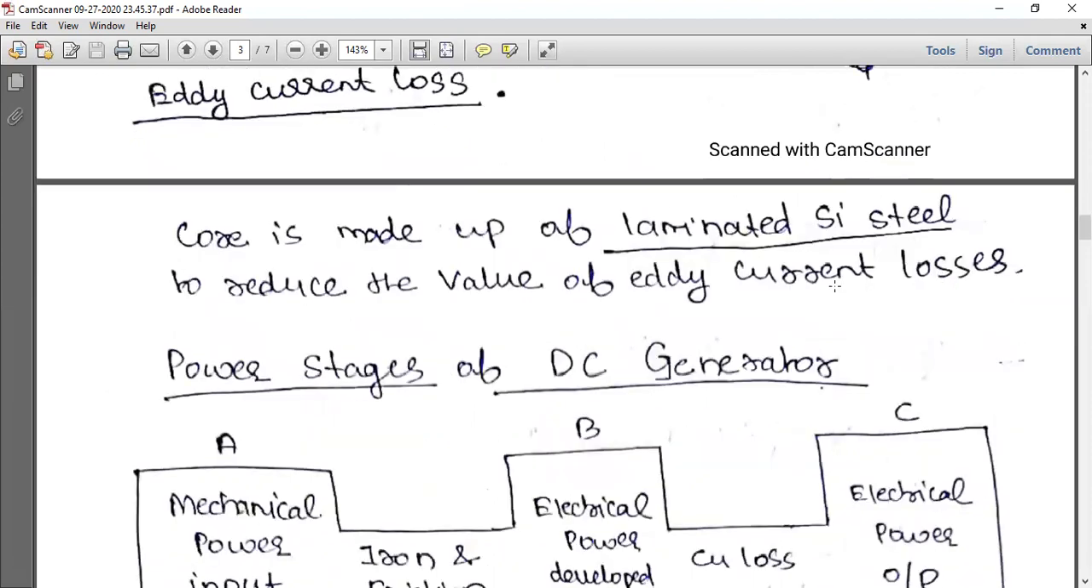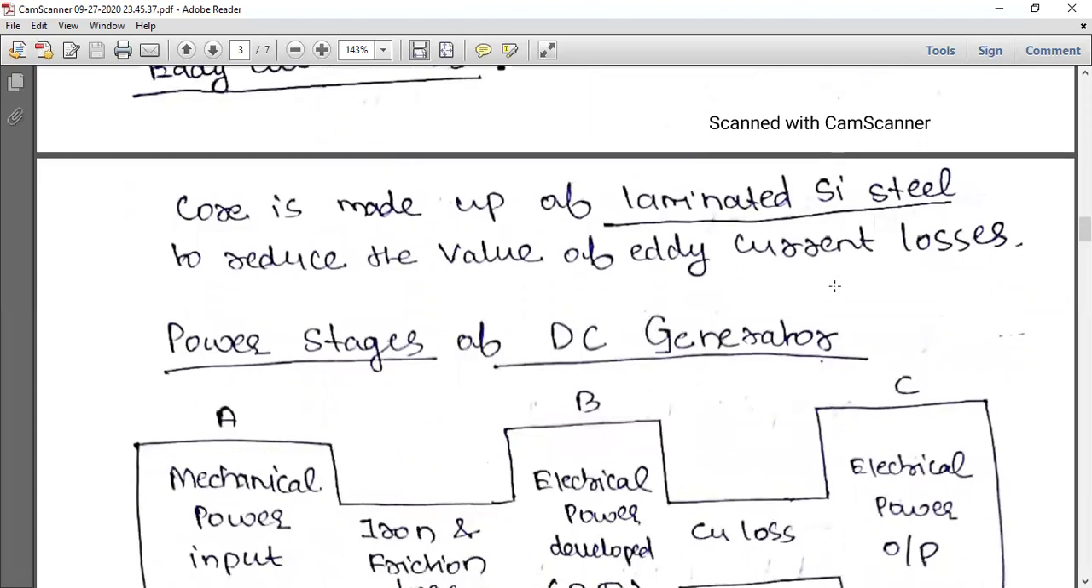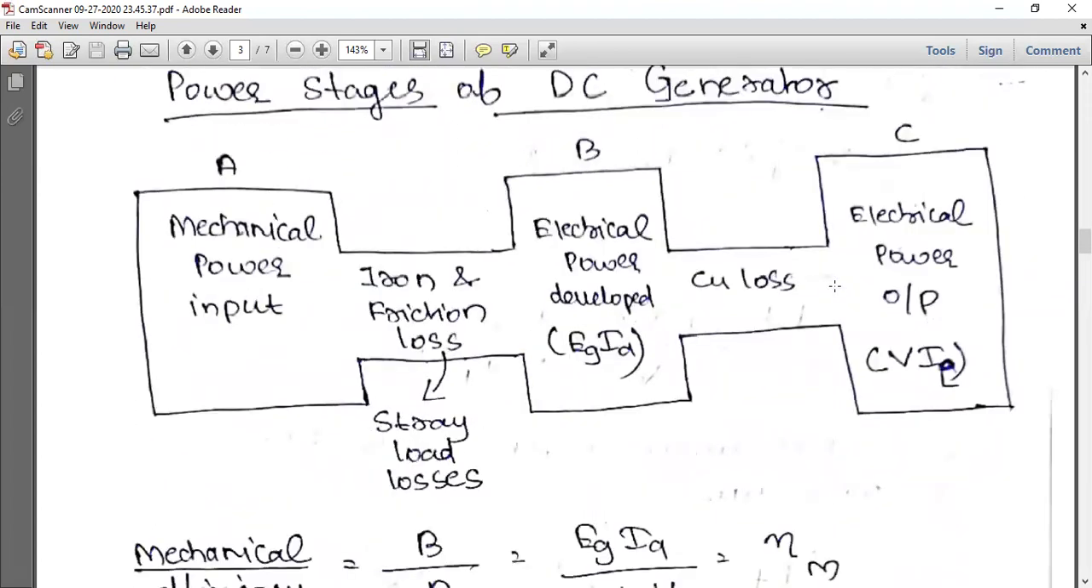Now we'll discuss the power stages of a DC generator. In a generator we give the mechanical input. So mechanical power input will be given, and then we have the iron and friction losses, which we call the stray load losses. I have already explained this in the first session. Then we get the electrical power developed, which is the generated EMF Eg into Ia. Then we remove the copper losses, the armature copper loss, series copper loss, everything. Finally we get the electrical output, which is V into IL.